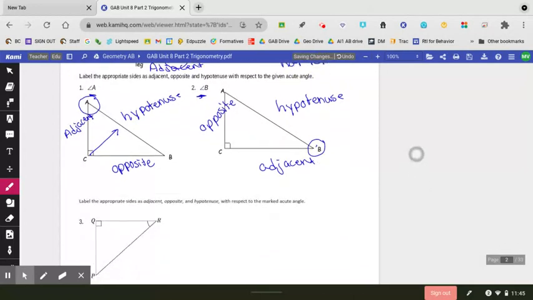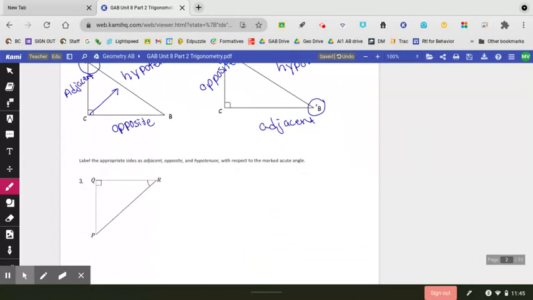I want you to pause and label triangle 3. Okay, so in 3, our marked angle is Q, so PR is our hypotenuse, because that's across from our right angle. QP is our opposite, because that's across from our reference angle. And QR is our adjacent.